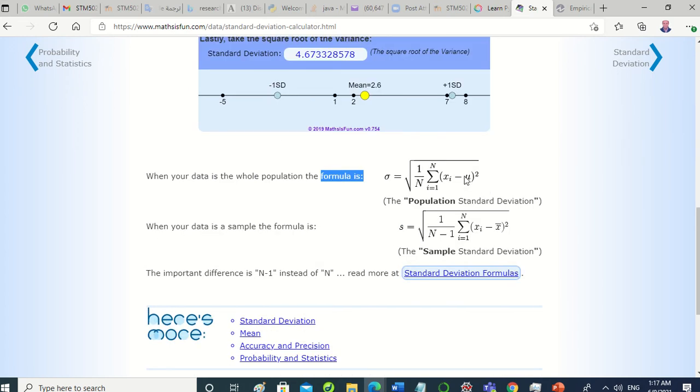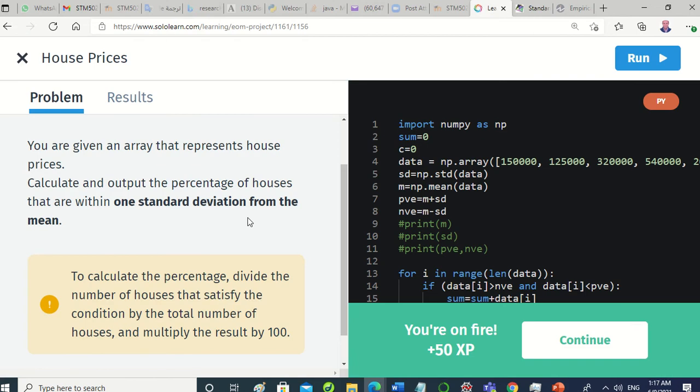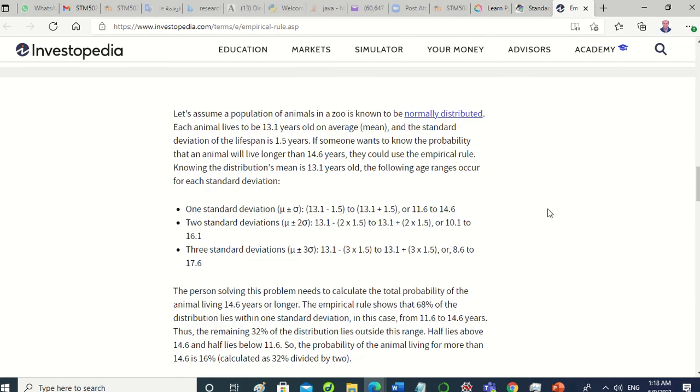And mu is the mean. The mean is the calculation of the total summation of the terms divided by n, which is the number of the terms. This is mu. Let's go back to our problem. So we need the one standard deviation. What's the meaning of one standard deviation? So go to this article.